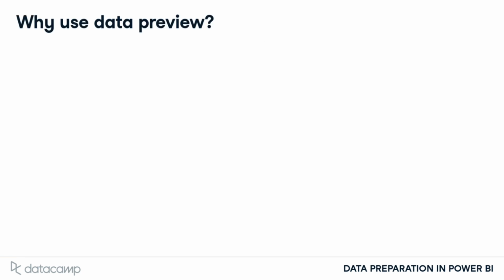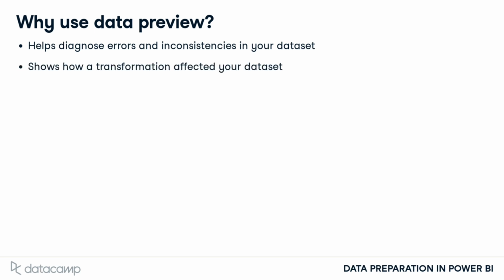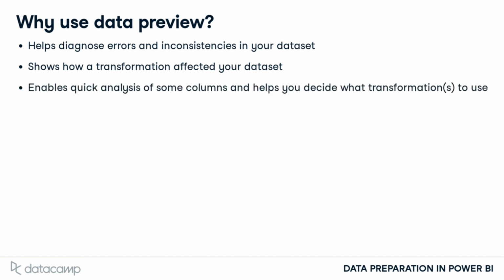The main reason to use data preview features is to help you find errors and inconsistencies in your dataset. As you apply your transformations step by step, you can also see how the characteristics of your dataset change. So it's also a great way to see if the transformation you applied had the desired effect. Finally, they are a powerful tool to quickly summarize the data in your columns and help you take decisions about what transformation to apply next. The various data preview features are all unique in their own way, so let's see what they are used for.